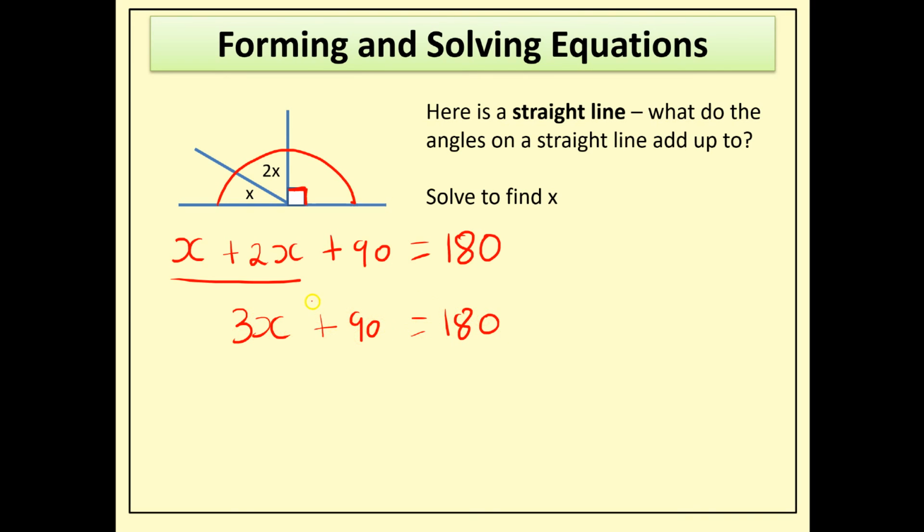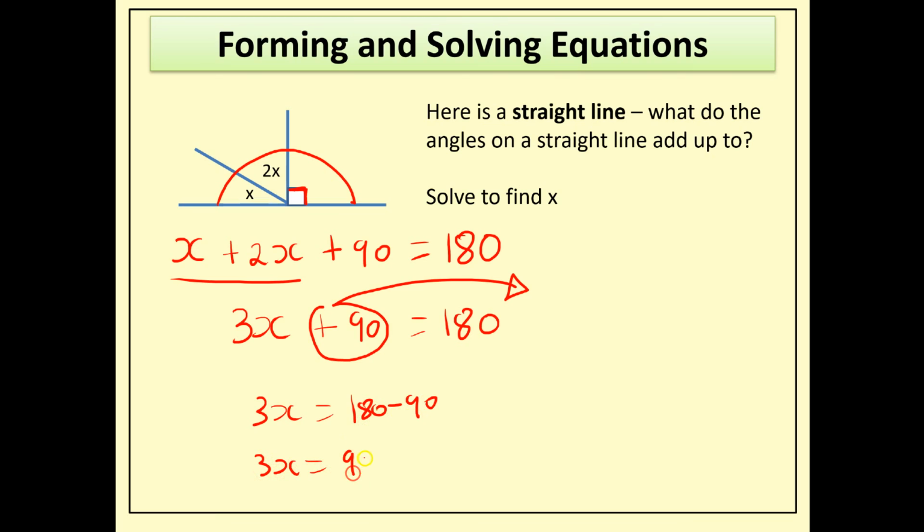We can now solve this like the previous equations by taking the 90 over the equal sign to become a minus. So I have 3x equals 180 take away 90. So that means 3x is equal to 90. To get x on its own, I need to bring the 3 down to become a divide because I'm multiplying by 3 in 3x, giving me x equals 90 divided by 3, which is 30 degrees.